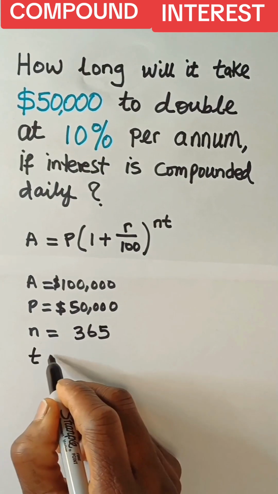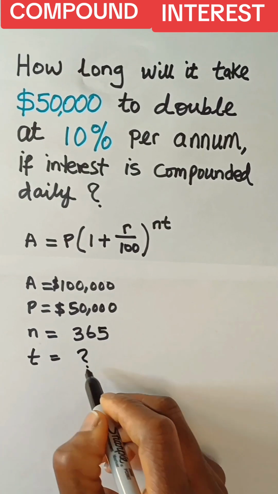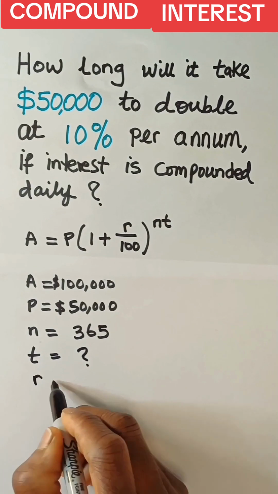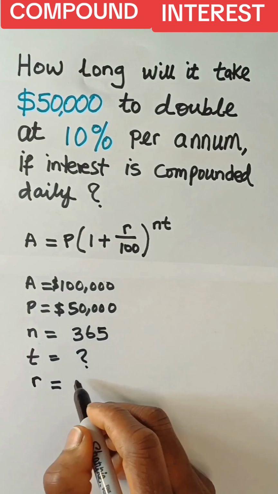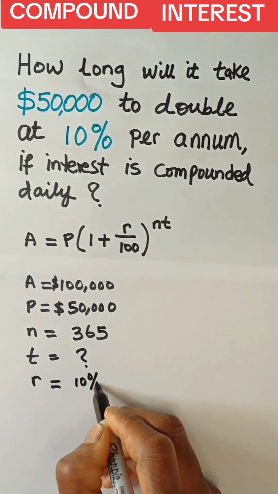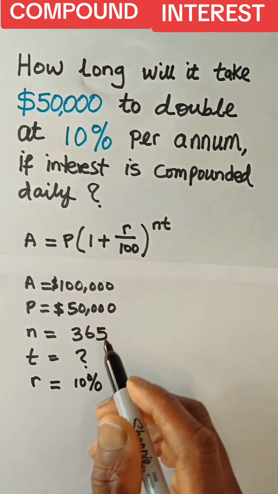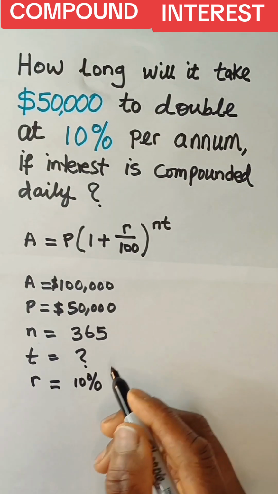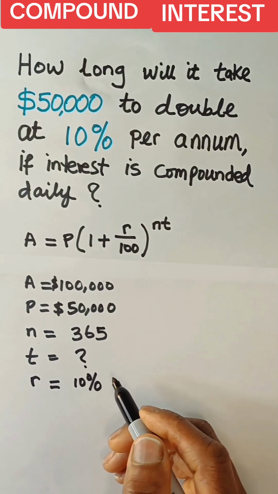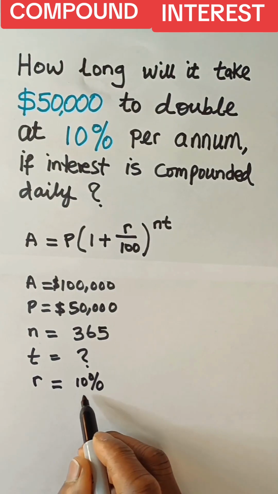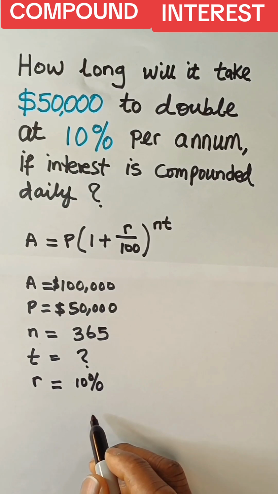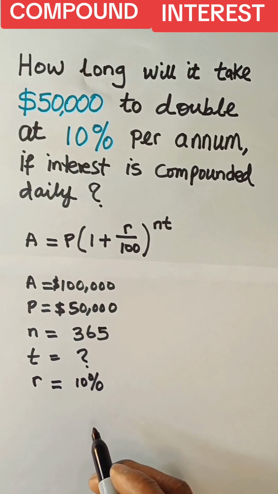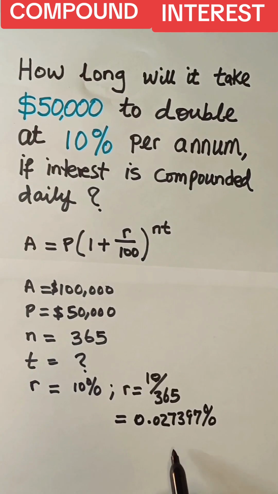So T, that is what we are looking for. And R, that is the rate of interest per annum. We have it as 10%. But since the interest is compounded daily and we have 365 days in a year, we are going to divide this 10% by 365 to obtain the daily interest rate to 5 significant figures.